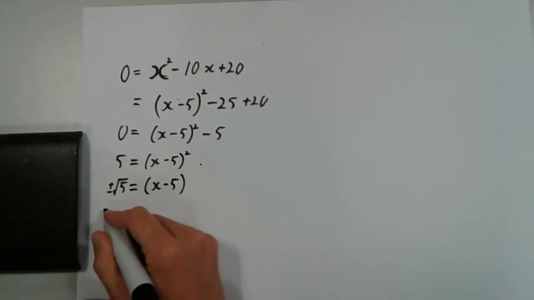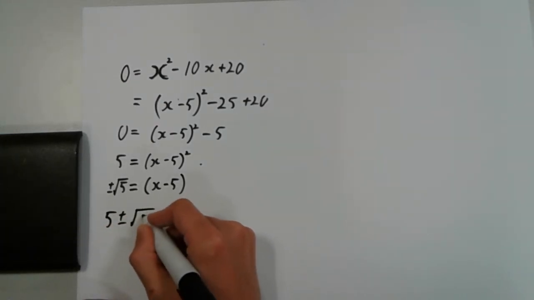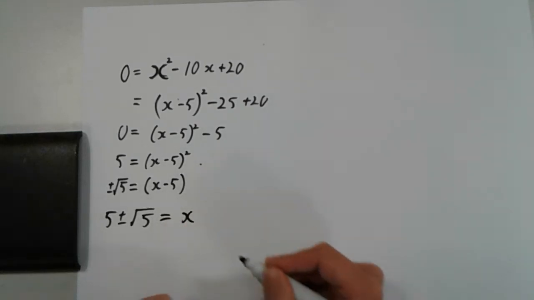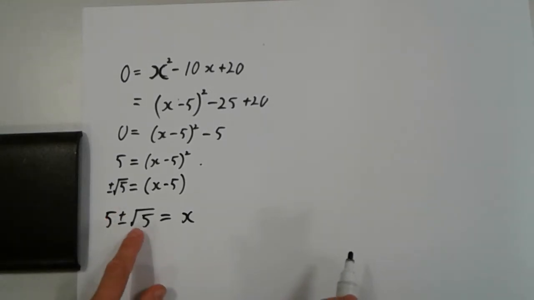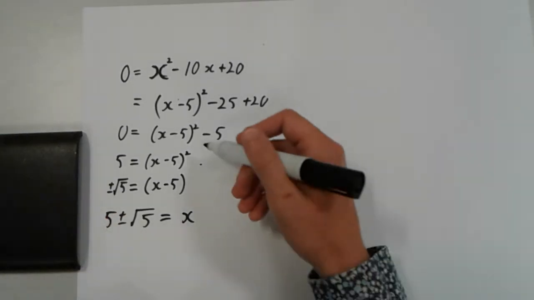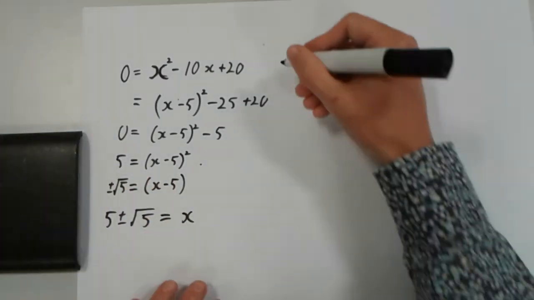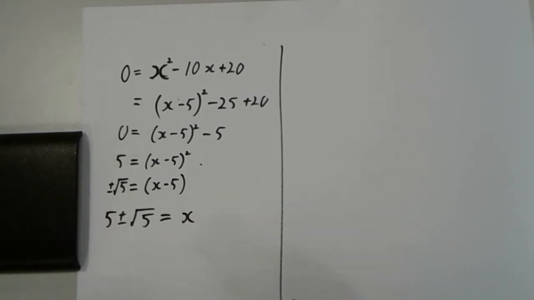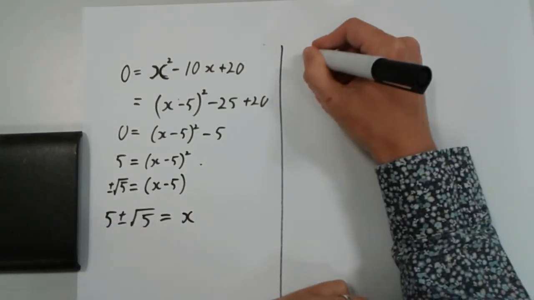And now we add the 5 over to the other side. So we know that x is either equal to 5 plus root 5 or 5 minus root 5. You see, by looking at this, it's nice, easy algebra, simple numbers to work with, and it's probably quicker than writing it into the calculator. Let's do one more example of this.